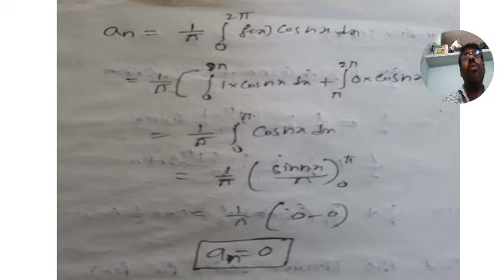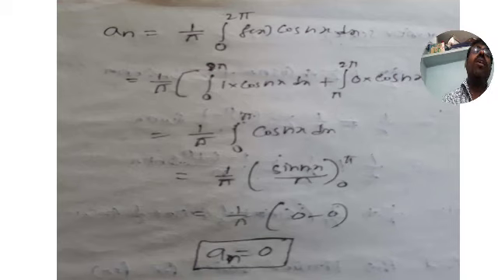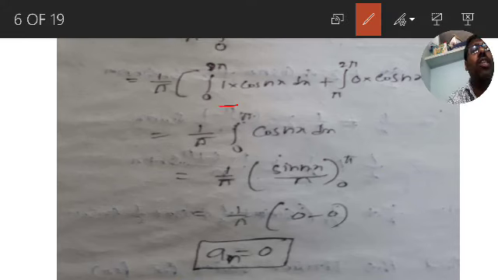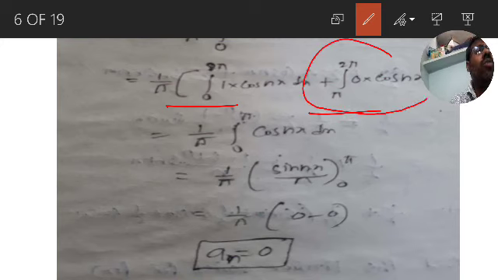An is equal to 1 by pi integration 0 to 2 pi f of x into cos nx dx. What is f of x? In 0 to 2 pi it is not the same. From 0 to pi it is 1 and pi to 2 pi it is 0. So divide the integral into two parts, that is 0 to pi and pi to 2 pi. The second part is 0, so no need to find it.